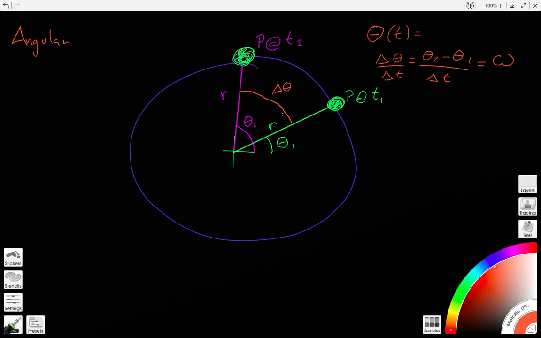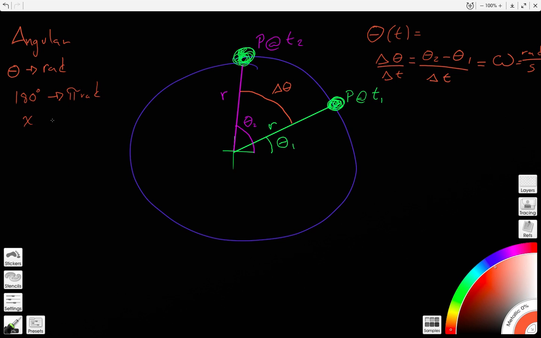How much I moved, how much this angle is, within a certain interval of time. Angles are measured in radians. Therefore, my angular velocity has units of radians per second. Radians is a measure for angle. And remember, to change from degrees to radians, I know that 180 degrees are pi radians.